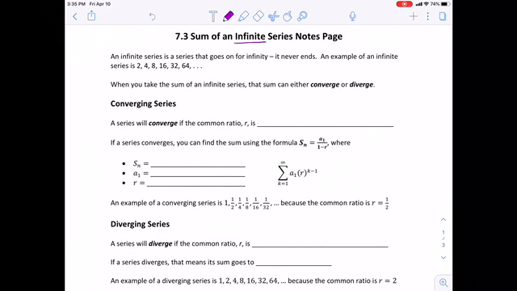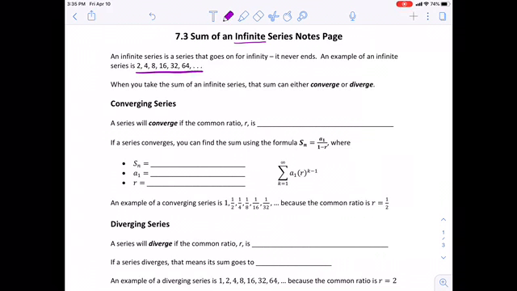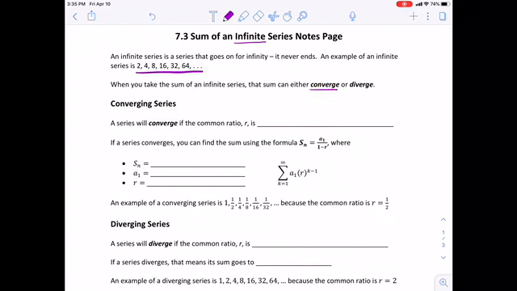So here we have an example of an infinite series, and notice the three dots at the end indicate that that series is going to keep going forever. Now, when we try to find the sum of an infinite series, there are two possibilities. That sum could either converge or it could diverge. And our job when we're trying to take the sum, first we need to decide, is it going to converge or diverge? So first we're going to talk about a converging series.